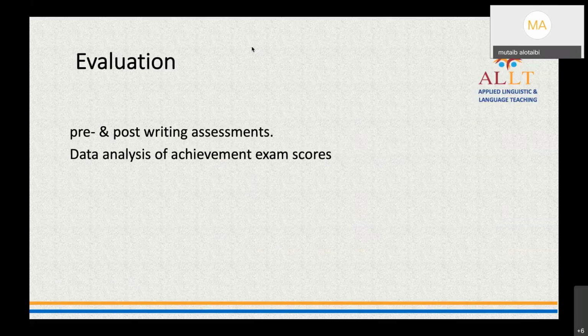After that, I will apply the three techniques and explain the concept to my students. Then I will do post assessments. We will follow up to check their progress, and finally, I will analyze the data to check the effectiveness of the three techniques.